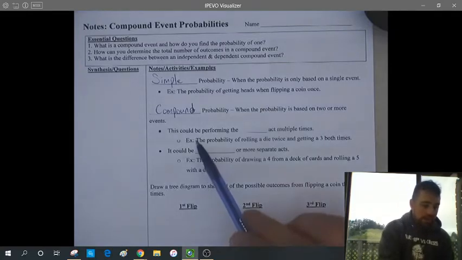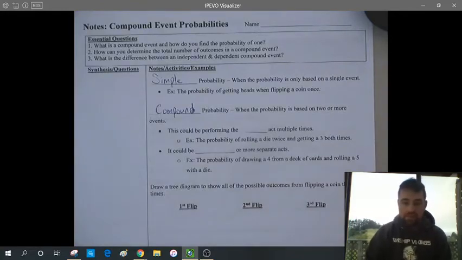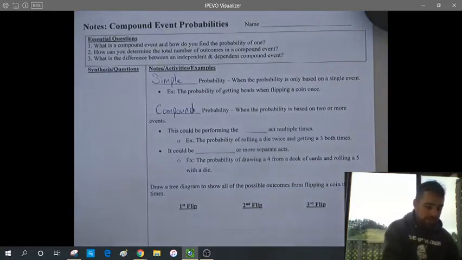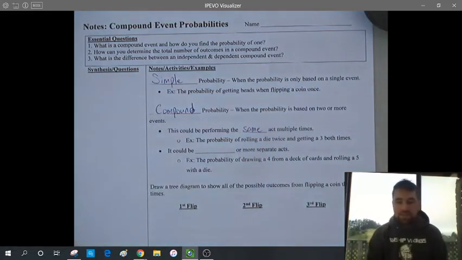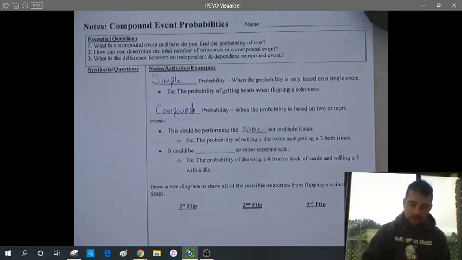So a couple different ways that compound probability can be shown. This could be performing the same act multiple times. So for example, the probability of rolling a die twice and getting threes both times. So if I roll the die once and it comes up as a 3, and then if I take the same die and roll it again, it comes up as a 3 again. So it's doing the same act multiple times.